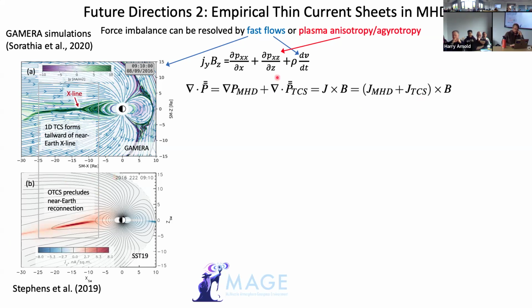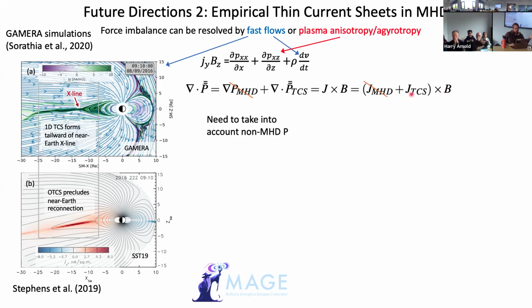So I've been thinking about how to put this off-diagonal pressure there, and I've written down this equation here. Basically, you have your typical MHD scalar isotropic pressure, and then you have some divergence from your thin current sheet. And this is basically that off-diagonal pressure I was talking about earlier. This is what balances your J cross B force, and you can write J as the J from the isotropic component, your MHD component, plus this thin current sheet addition.